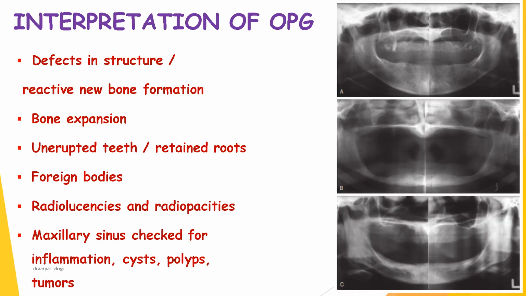So the radiographic images are necessary to ensure that abnormalities and pathosis are identified and if needed addressed before complete denture management is undertaken. So the interpretation of OPG, it can be used for any defects in structure or reactive new bone formation, then bone expansion, then any unerupted teeth or retained roots, then foreign bodies or radiolucencies and radiopacities, or maxillary sinus checked for inflammation, cysts, polyps and tumors.